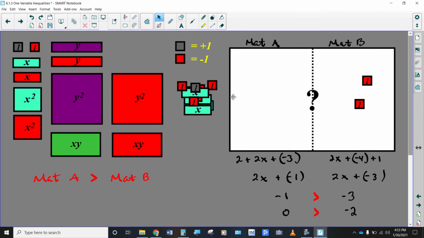And if you're curious about how that is possible, just think of it this way. If you owe someone $2, wouldn't you rather owe them nothing? So 0 is greater than -2, right? It's better to owe nothing than it is to owe $2. And that's what the negative implies, is that you owe money. So 0 is greater than -2.